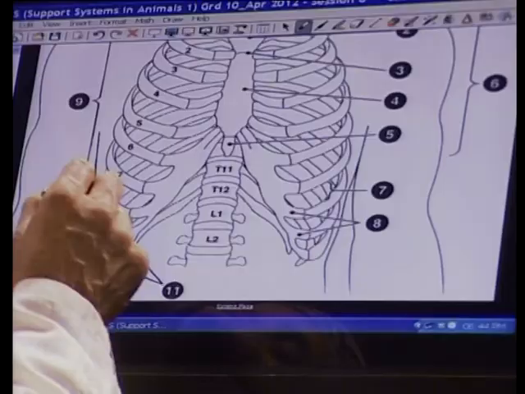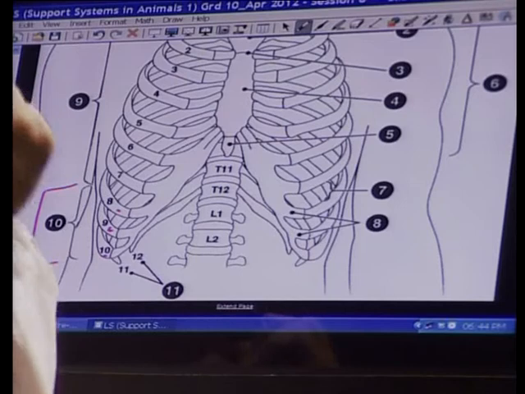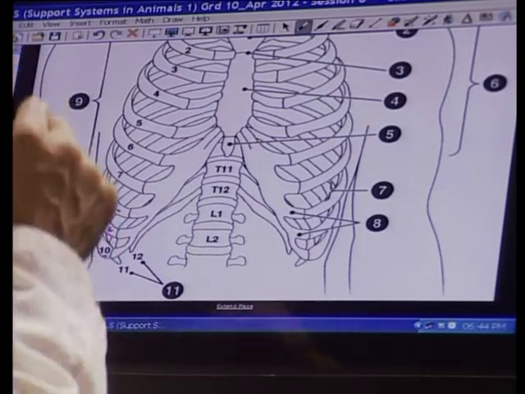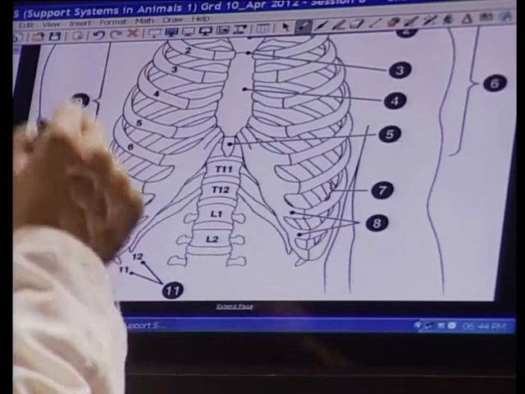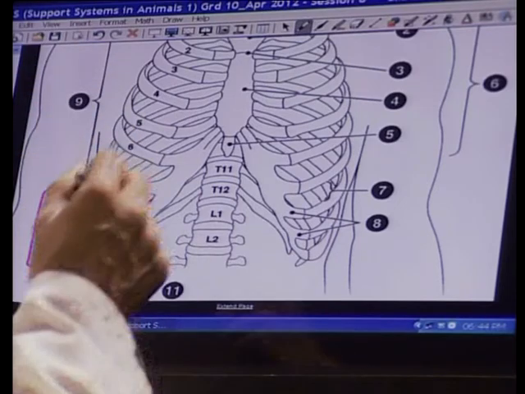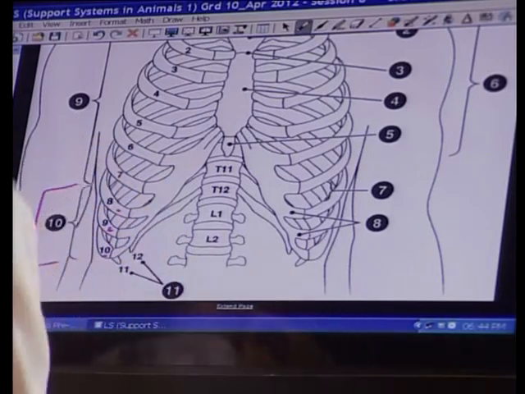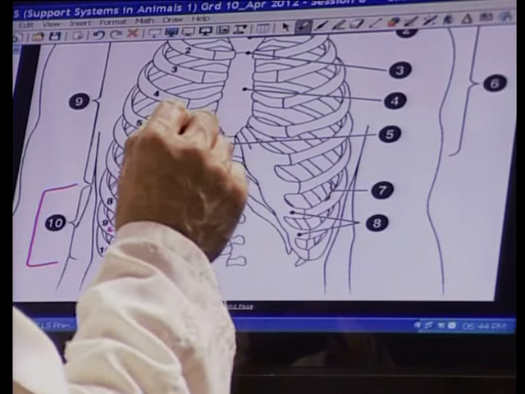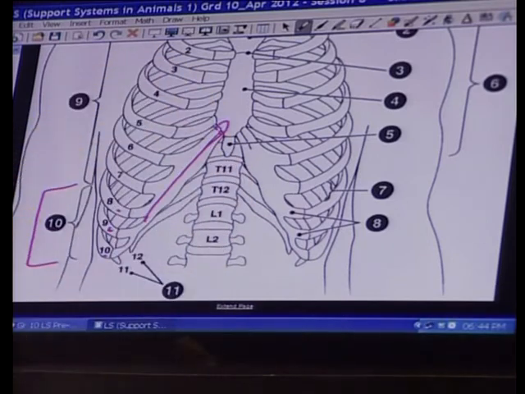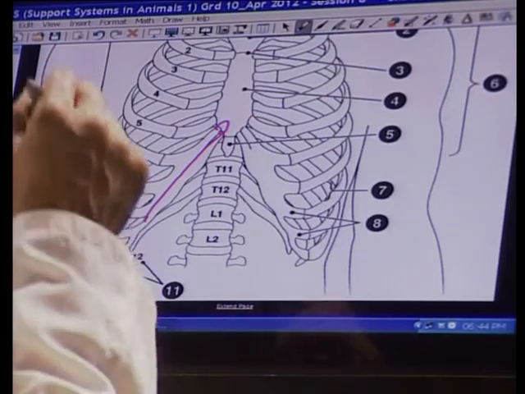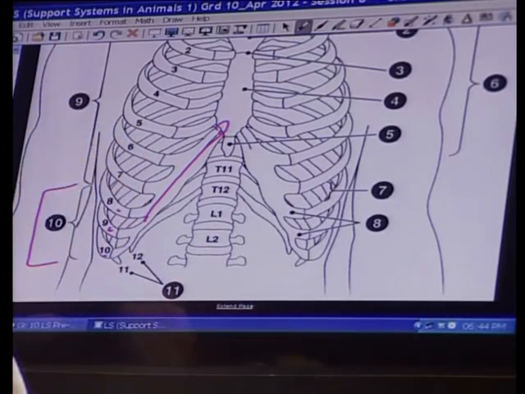The 8, 9, and 10 are not true ribs because they are not directly connected to the sternum via an individual hyaline cartilage. Rather, they are attached to a particular hyaline cartilage together, and this hyaline cartilage will connect to the sternum. So therefore, 8, 9, and 10 are known as false ribs because they are connected to one hyaline cartilage, and this hyaline cartilage takes all of them and connects them to the sternum. Good.